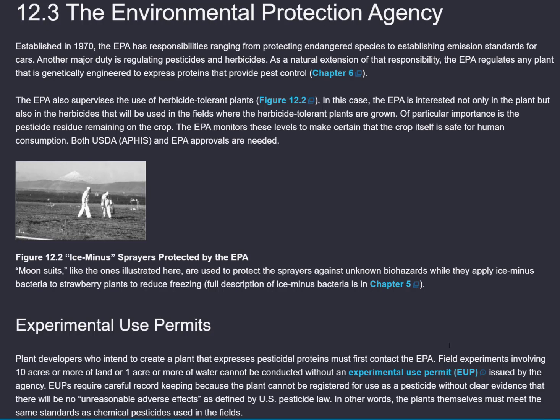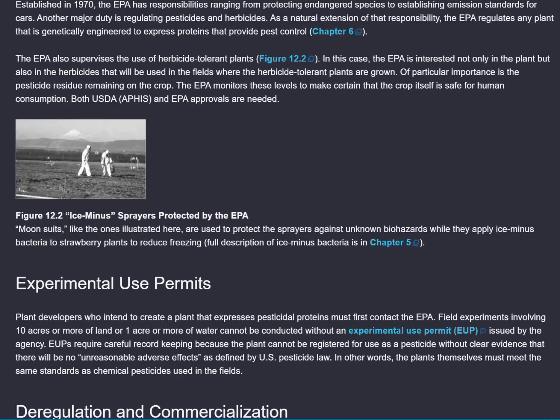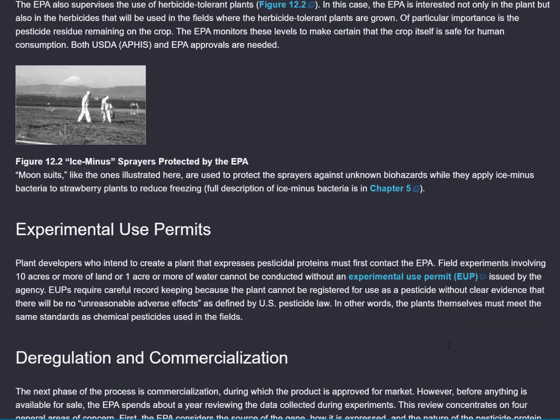12.3 The Environmental Protection Agency. Established in 1970, the EPA has responsibilities ranging from protecting endangered species to establishing emission standards for cars. Another major duty is regulating pesticides and herbicides. As a natural extension of that responsibility, the EPA regulates any plant that is genetically engineered to express proteins that provide pest control, Chapter 6.